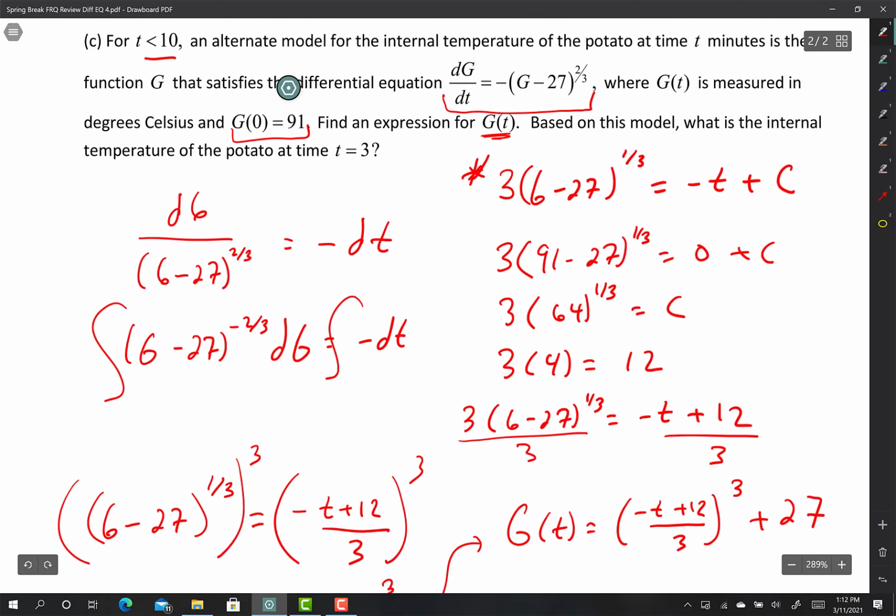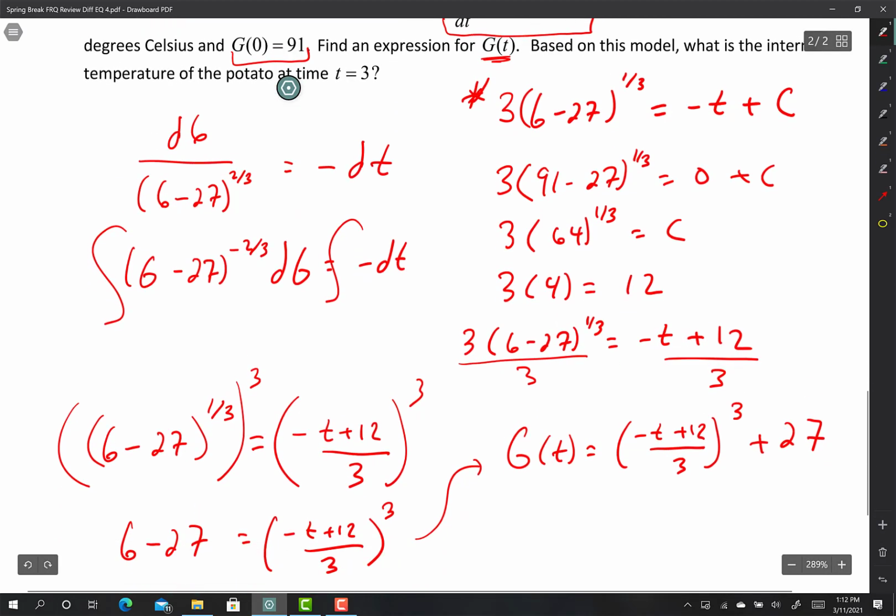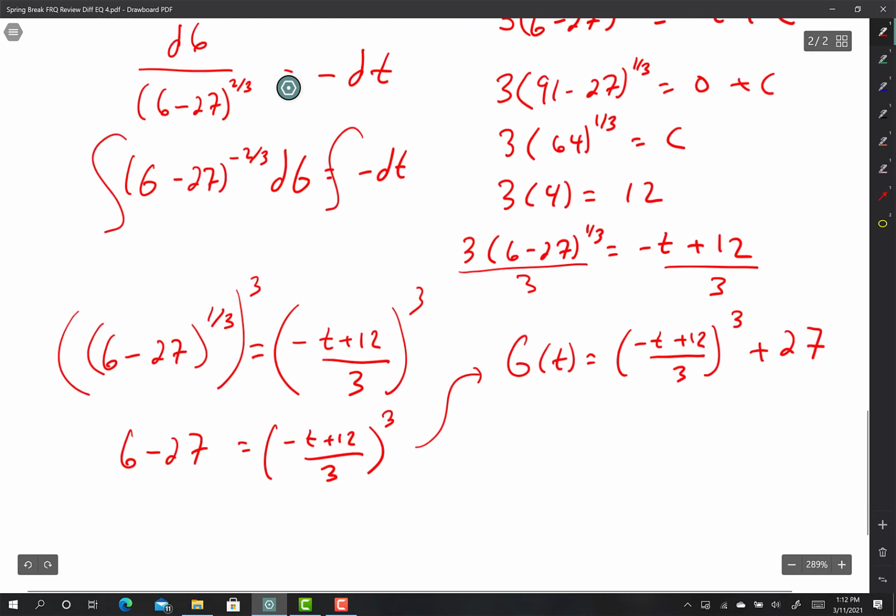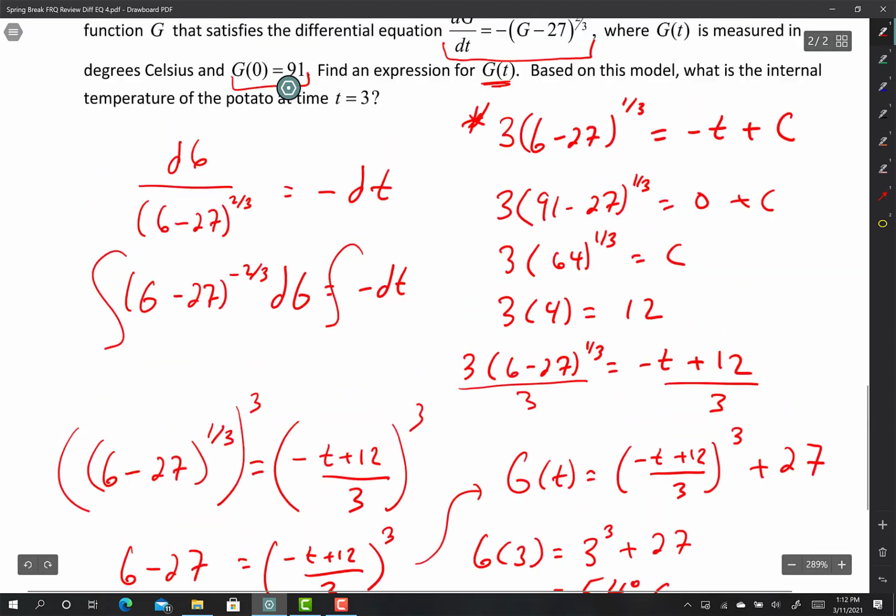And based on this model, what is the internal temperature of the potato? T equals 3. Okay, let's see. g of 3 is equal to negative 3 plus 12. That's going to be 9. 9 divided by 3 is going to be 3. So 3 cubed is 27. And 27 plus 27, 25, 25, 50, 54? 54 degrees Celsius. All right, and then I would write a statement, very quick one.